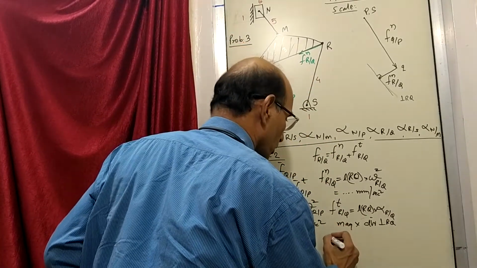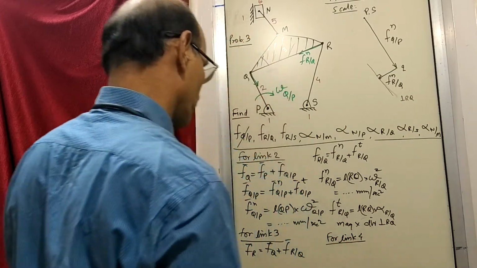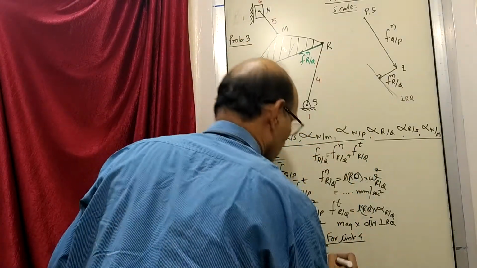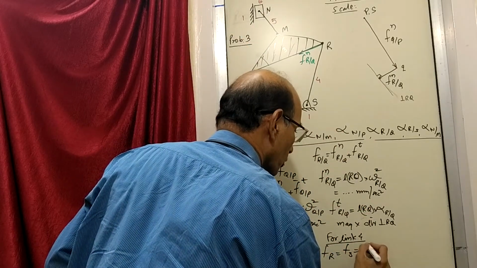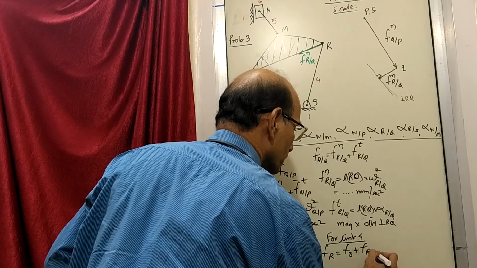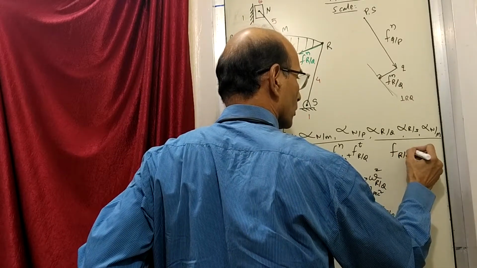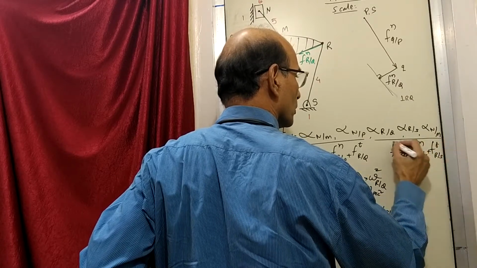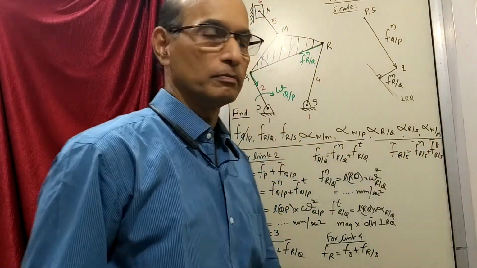So for link 4, we write acceleration of any point R is equal to acceleration of a known point S, which is 0, plus acceleration of R with respect to S. Now out of that, this is equal to normal and tangential. Normal of this and tangential of this.